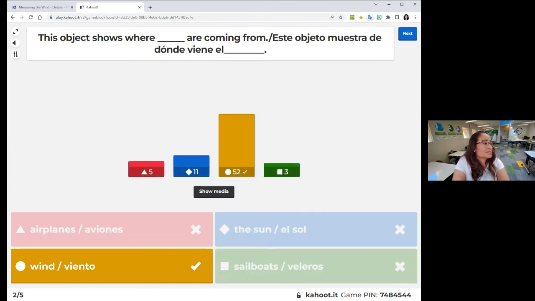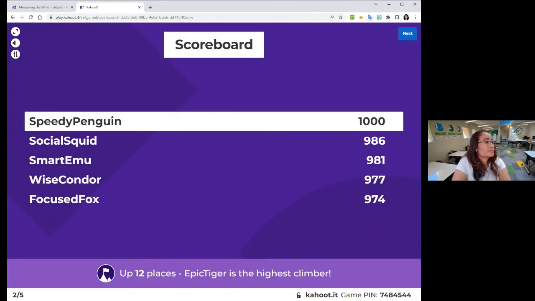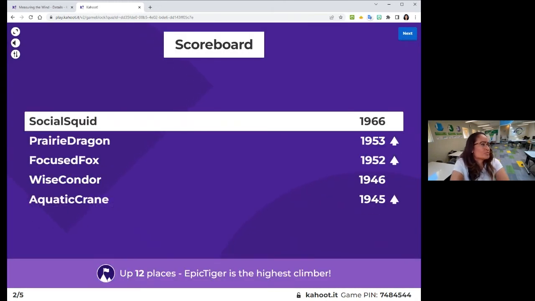Let's find out who's got this. Okay, I hope so. Our whole topic has been about wind. Yes, it shows us where the wind is coming from and going to, and that's a wind vane. All right. Oh, Social Squid. That's an interesting name. I like it. Okay, let's move on.